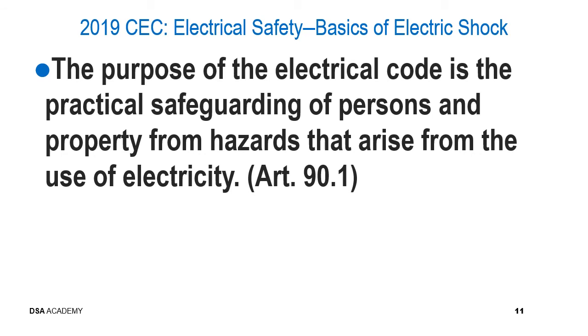Article 90.1 in the California Electrical Code states the very purpose for the California Electrical Code, and that is the practical safeguarding of persons and property from hazards that arise from the use of electricity. So this is very important to understand, that the entire function and purpose for the California Electrical Code is for the protection of people and property.